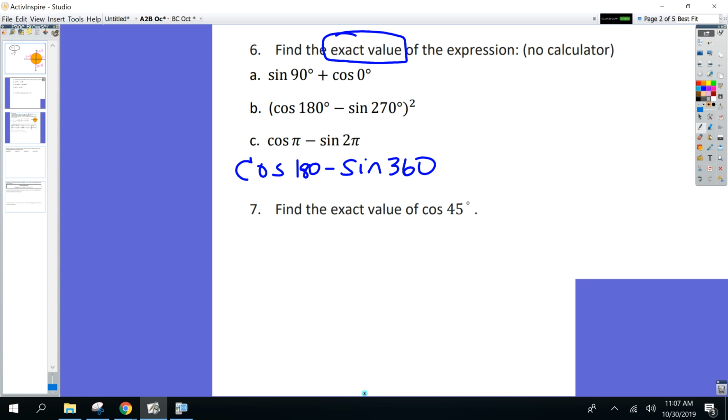Find the exact value of cosine 45. Again, it does no use doing cosine 45 in your calculator and writing down that decimal. You're going to get it wrong. Exact value, I don't want any decimals. I want fractions and radicals.